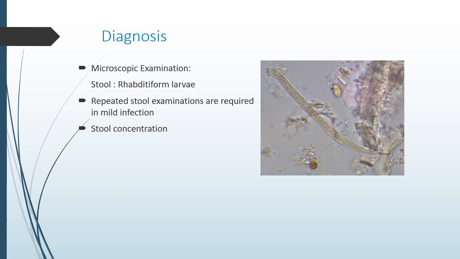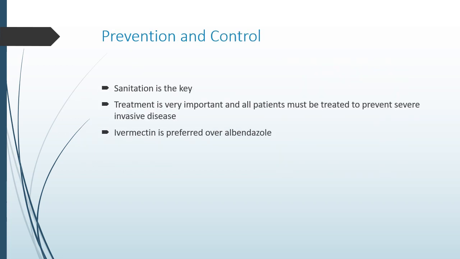So we may go for stool concentration or even culture, because this can grow in the free living form. When you do charcoal culture, this larva would develop into an adult worm, and that can be seen very easily. Or serology can be done by complement fixation test, or nowadays ELISA is done with a crude antigen of this Strongyloides. So that is lab diagnosis.